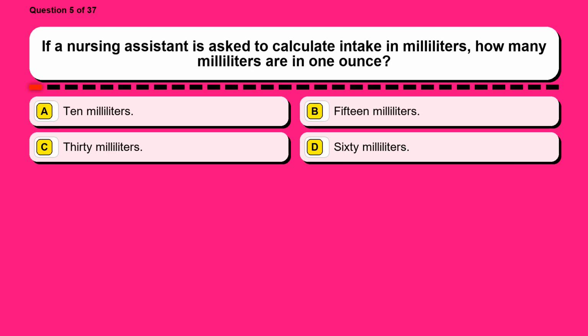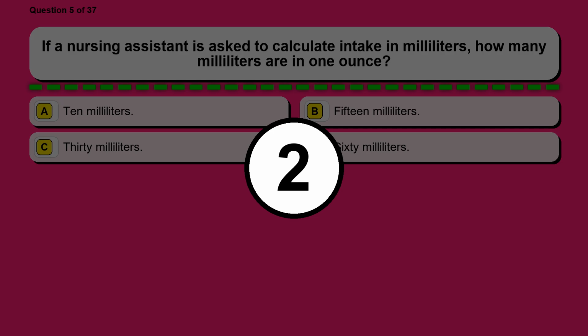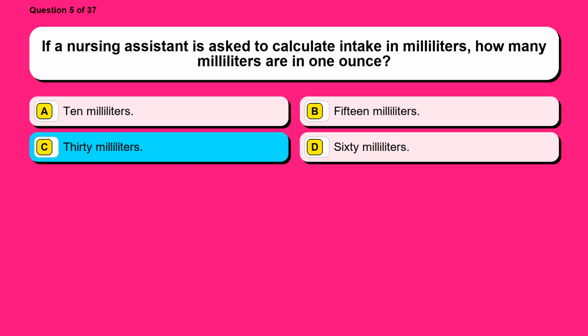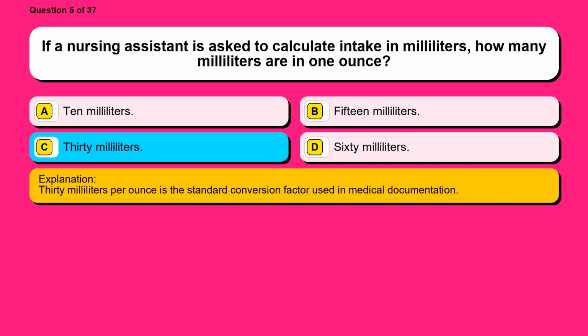Question 5. If a nursing assistant is asked to calculate intake in milliliters, how many milliliters are in 1 ounce? Option A. 10 milliliters. Option B. 15 milliliters. Option C. 30 milliliters. Option D. 60 milliliters. The correct answer is option C. 30 milliliters. 30 milliliters per ounce is the standard conversion factor used in medical documentation.